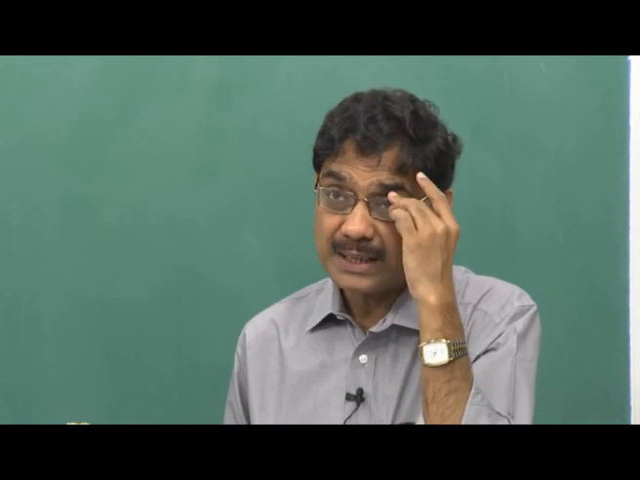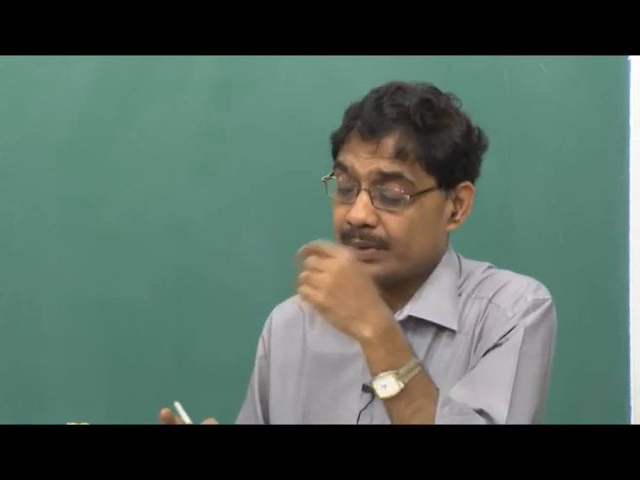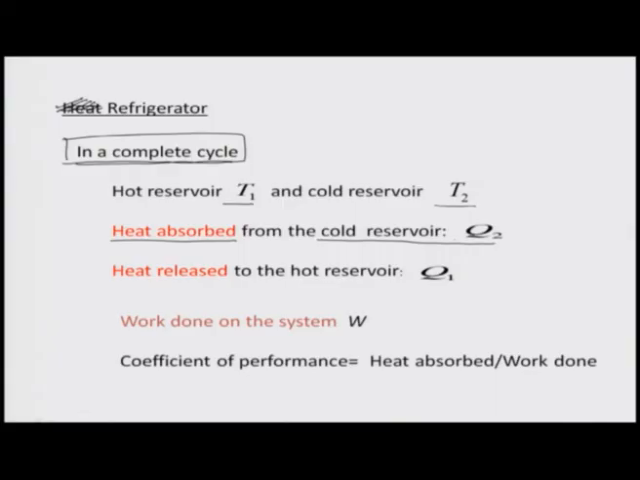I told you the refrigerator works in a reverse way. So, heat absorbed from the cold reservoir is Q2. It takes heat from the cold reservoir and releases heat to the hot reservoir, and this is funny. So, it takes heat from the cold reservoir and dumps it to the hot reservoir. Okay? Now, this is an abnormal process.